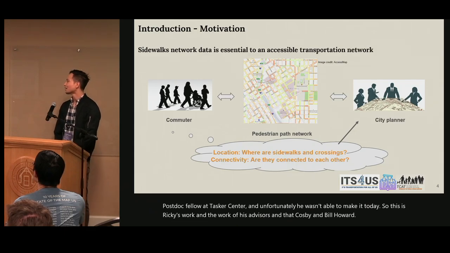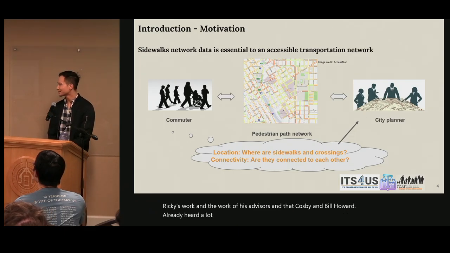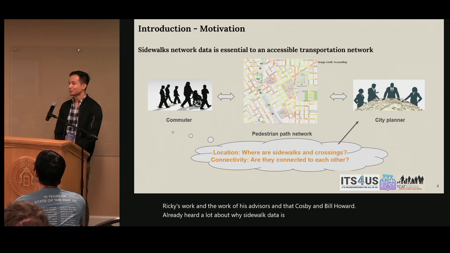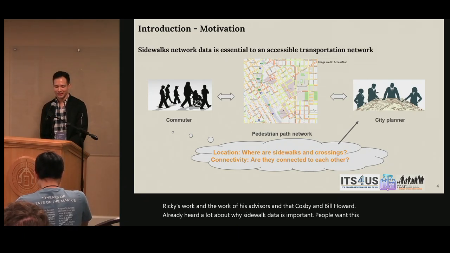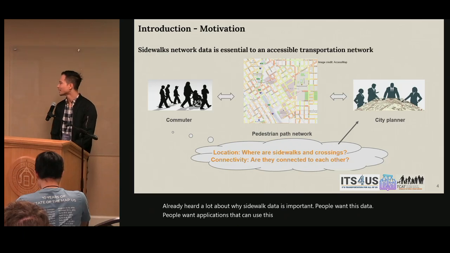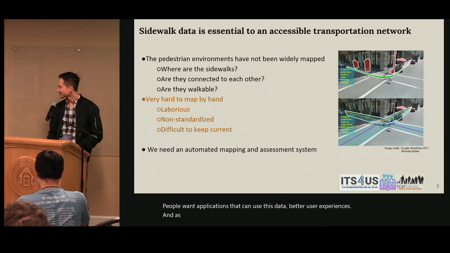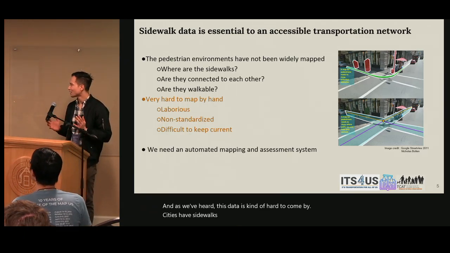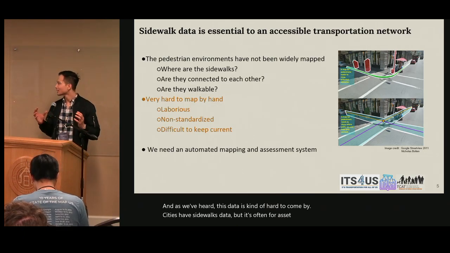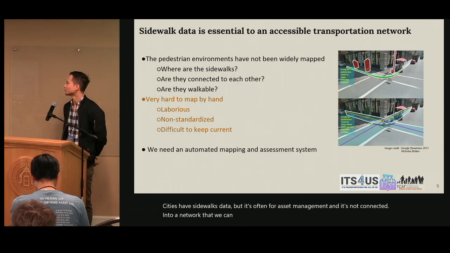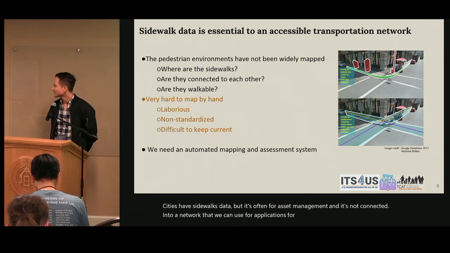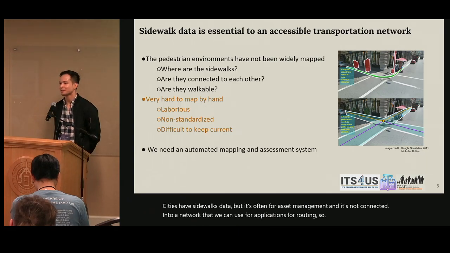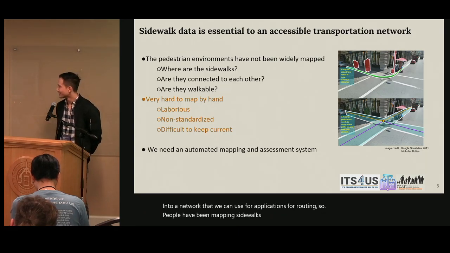So we've already heard a lot about why sidewalks data is important. People want this data. People want applications that can use this data, better user experiences. And as we've heard, this data is kind of hard to come by. Cities have sidewalks data, but it's often for asset management, and it's not connected into a network that we can use for applications and for routing. So people have been mapping sidewalks, but it's a lot of work.